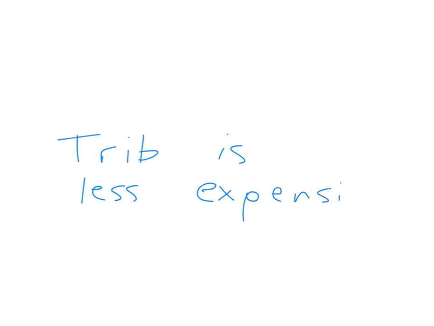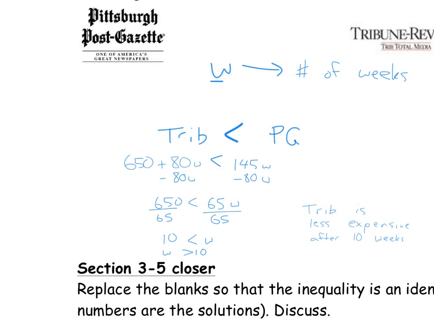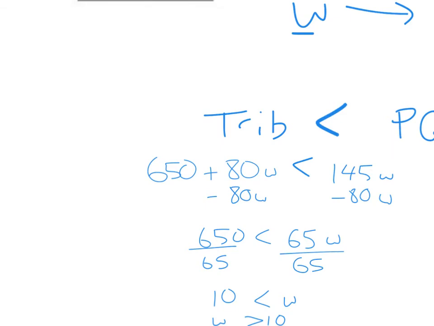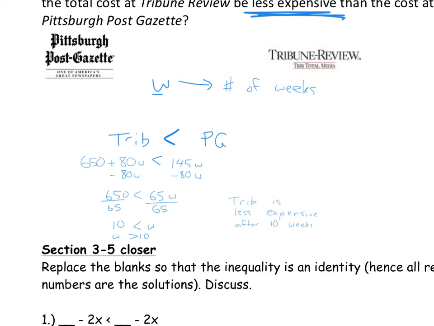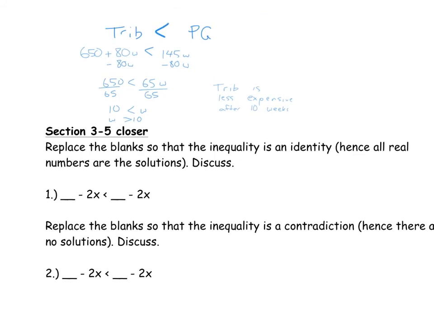When is it less expensive? After, so more than, so after 10 weeks. See, at 10 weeks, they're equal. So if I do 80 times 10, I get 800. 800 plus 650 is 1450. 145 times 10 is 1450. So at 10 weeks, they're equal. At 9 weeks, the Trib is still more expensive. At 11 weeks, we're good.